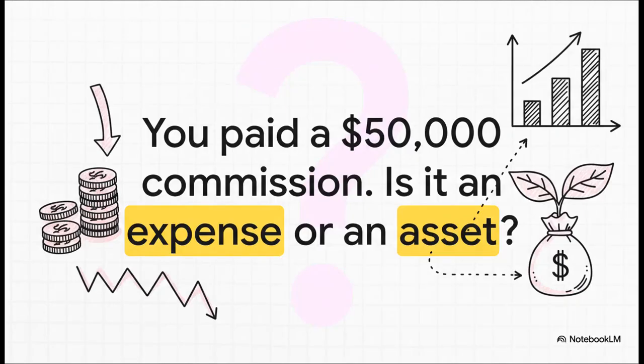Okay, let's make this real. Imagine your top salesperson just closed a massive deal, and you cut them a check for a $50,000 commission. So what happens now? Does that 50 grand hit your income statement right away and maybe even wipe out your profit for the quarter? Or is it actually an investment in all that future revenue? In other words, an asset. Getting this wrong can seriously mess with your financial picture, so we're going to get it right.